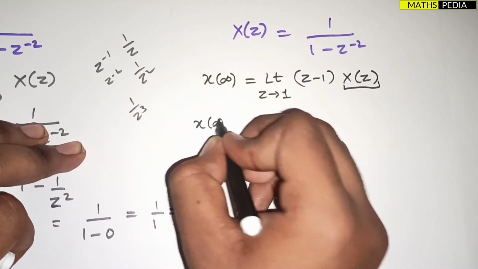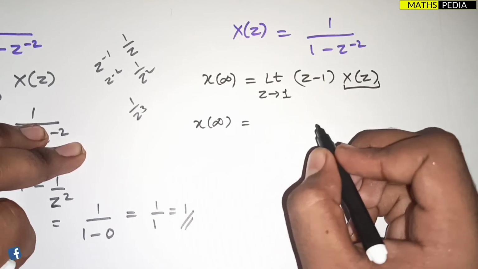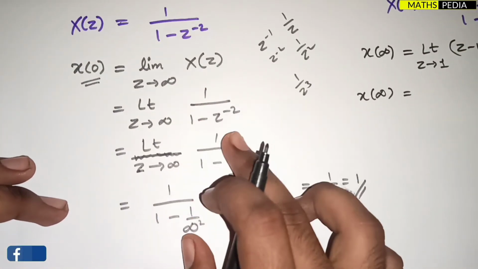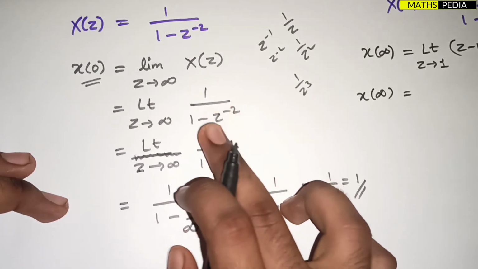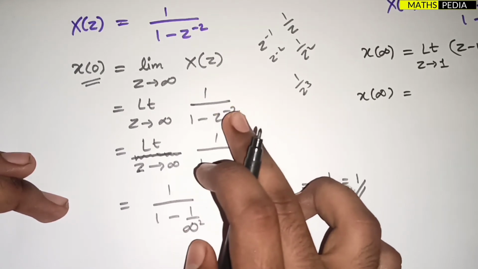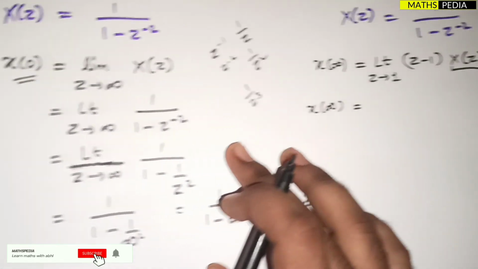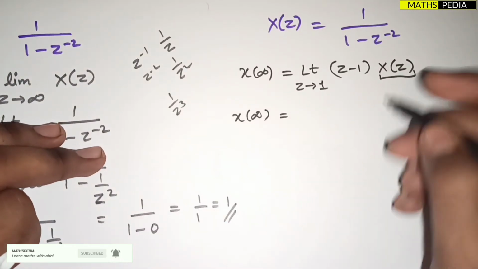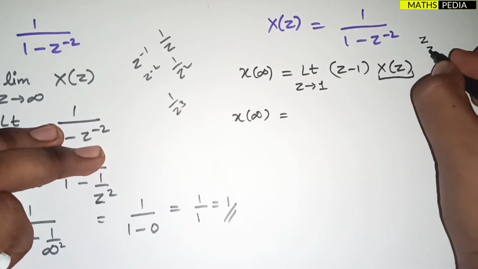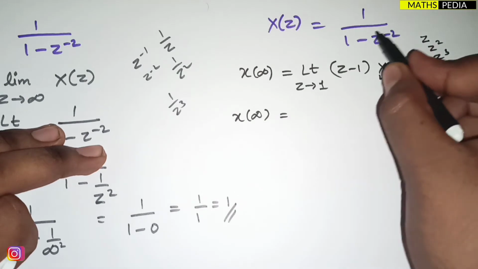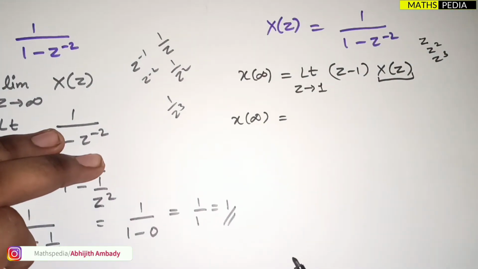So x of infinity will be equal to, now one more thing, as I said in initial value, the function should be in the form of z. That means it should be in the form of negative powers. Okay, so z power minus 1, like that. But here in final value, it should be in the form of positive powers, like z power 2, z power 3, like that. So we have to bring this into the positive power.